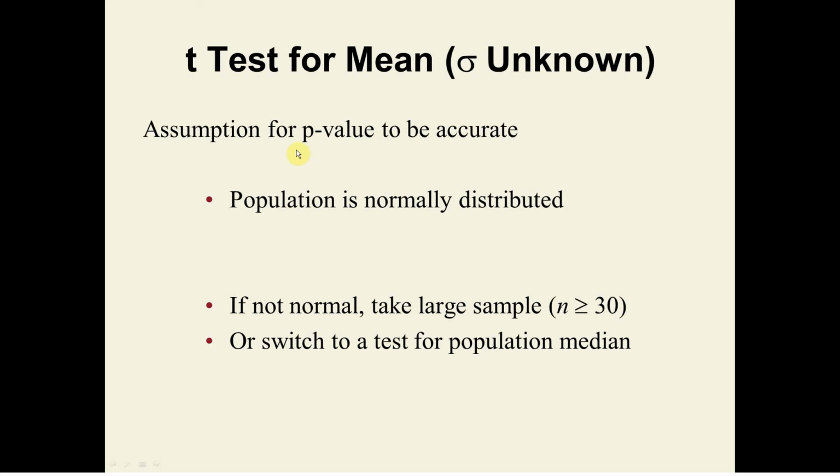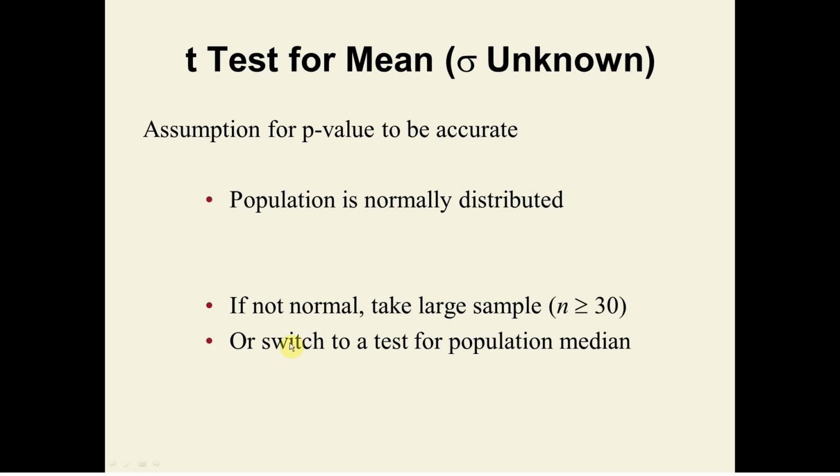Now, the t-test has an assumption associated with it. Just like with the confidence interval estimate, we assume that the population is normally distributed. The reason why we have to assume the population is normally distributed is that for the p-value to be accurate, we have to know how to calculate the probability that I'm in or not in that confidence interval. So to calculate that confidence interval accurately, I have to know that the population is normally distributed, and then I can calculate the probability that I'm not in it or in it.